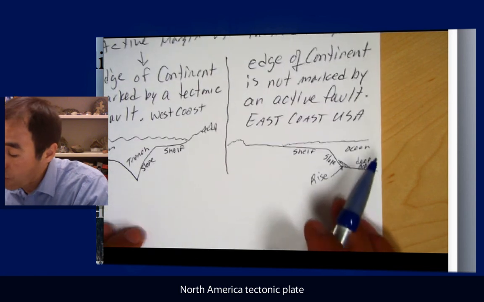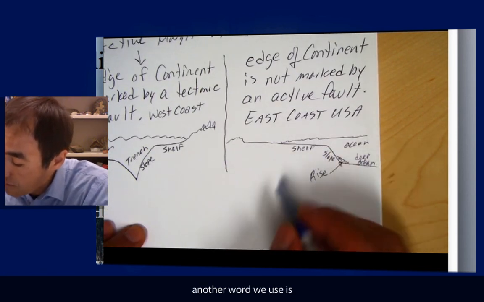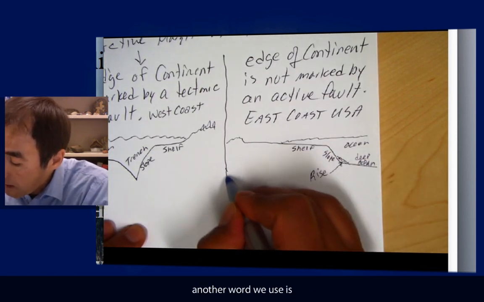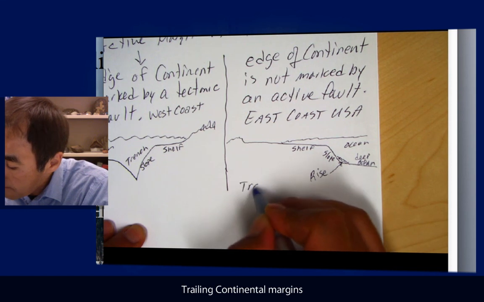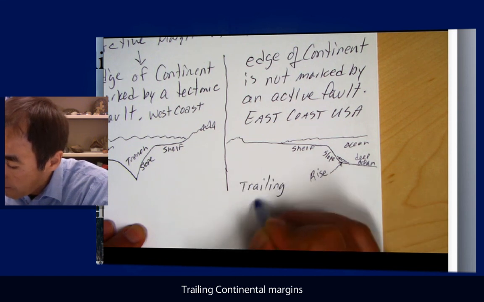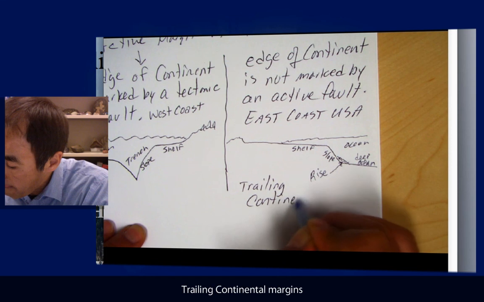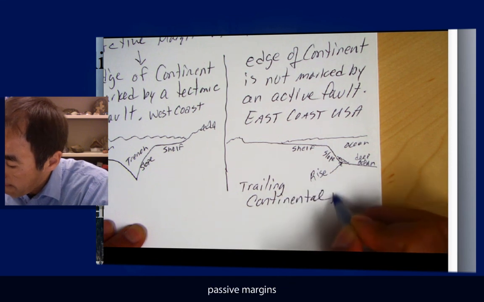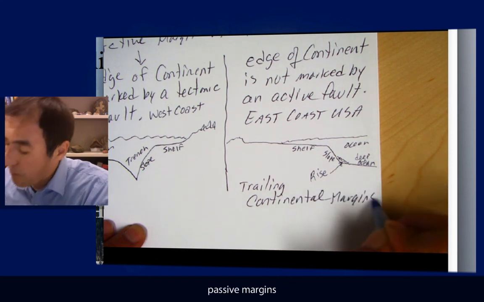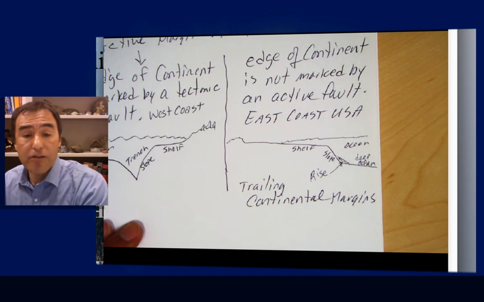So another word we use to describe these passive margins, we call these trailing continental margins. Those are also known as passive margins.